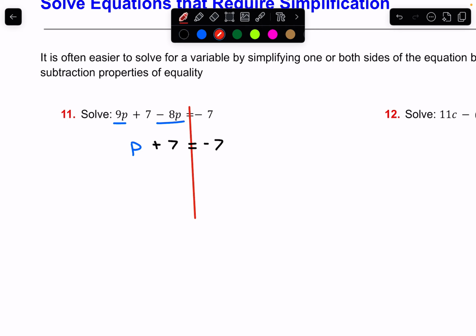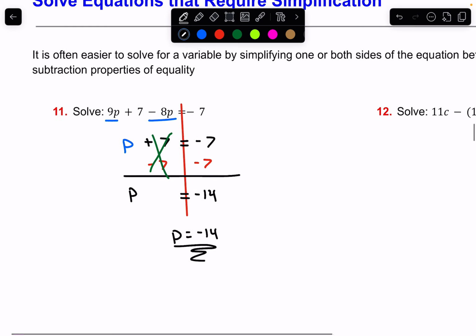Okay, I have a plus 7 attached to that p, so I'm going to subtract 7 from both sides. When I do that, these 7s on the left cancel because they are inverses of each other. And I drop down this letter p. Negative 7 minus 7 is negative 14. And so p equals negative 14 is my solution. But again, notice how much easier that problem became just by combining like terms before trying to solve.